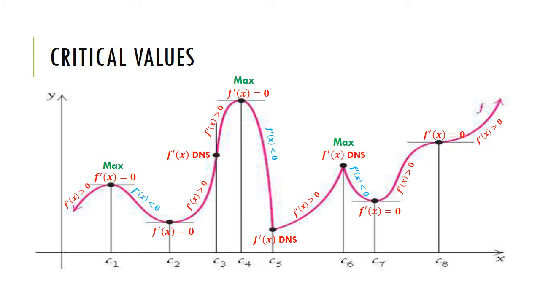When the function is decreasing and then increasing, it passes through the bottom of the function, or the minimum point of the function. So the minimum points of the function are at C2, C5, and C7, right? Because the function is decreasing on the left and increasing on the right.